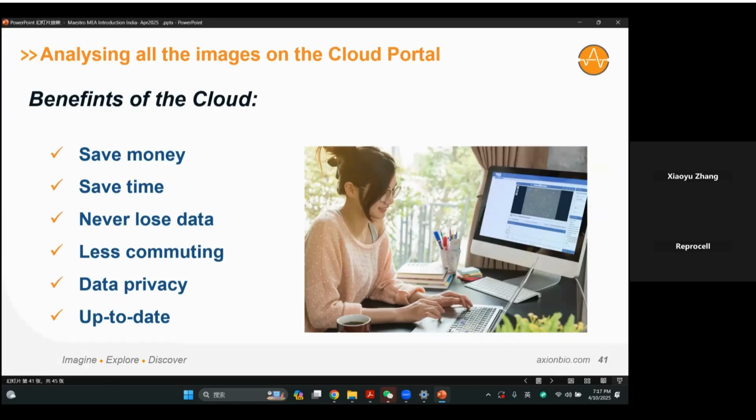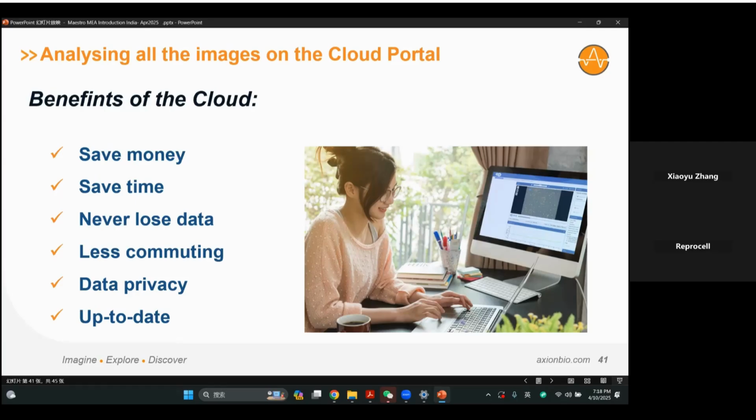And there are many benefits of the cloud, so you save money and you don't have to buy a server or external hard drives for data analysis. Just a laptop will do. And the cloud analysis is faster to get results during the experiment and also faster than local processing. And with unlimited storage and automatic backups, you never have to worry about losing data. You can access your data with phone or PC, no need to go to the lab to monitor your experiment.